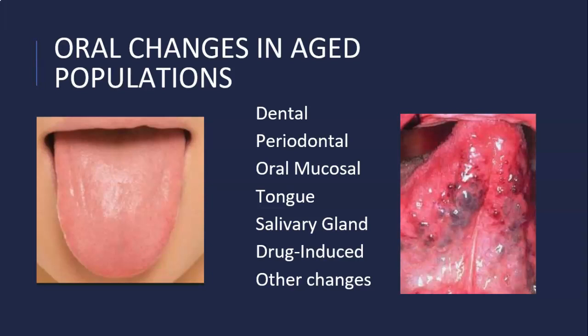So oral changes in the aged population: we see dental changes, we see periodontal changes, we see oral mucosa changes, changes in the tongue, the amount of saliva, oral manifestations from drugs, and then other changes as well.